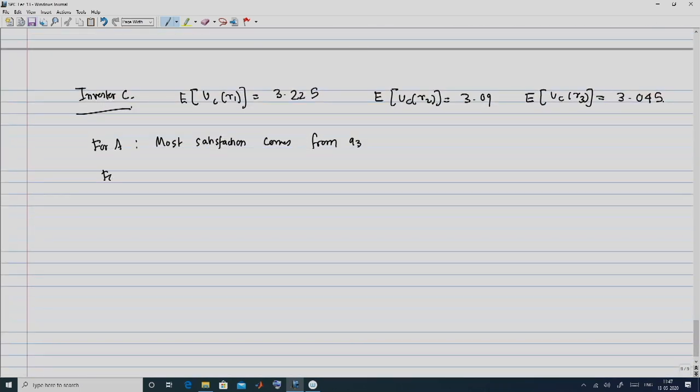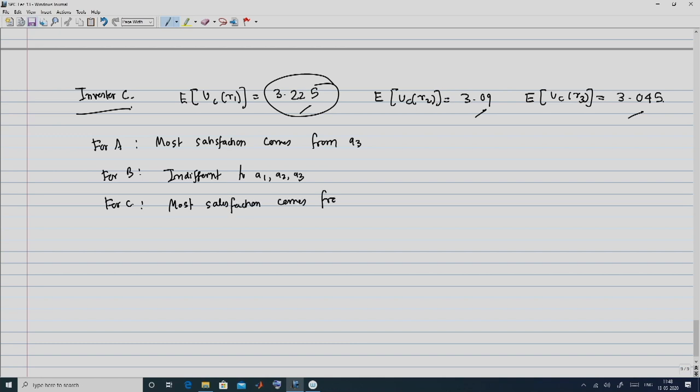So, this means that for B, the investor is indifferent to each of the three assets. And for C, you see 3.225, 3.09, 3.045. So, in case of investor C, the highest value of the expected utility is 3.225. So, the most satisfaction comes from A1.